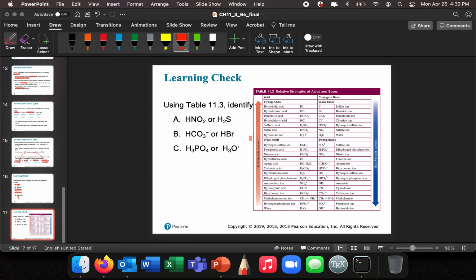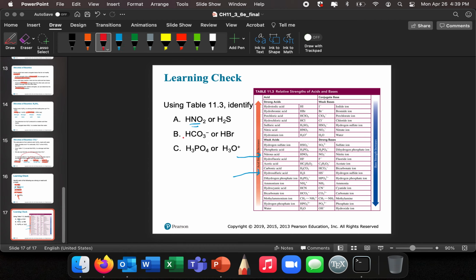Okay, so I'm going to do this now. Let's go with blue first. I'm going to look for nitrous acid here, and it's HNO2, right? It's here. And H2S is here, right? And this is increasing acid strength. And so nitrous acid is going to be the stronger of the acids because it is higher.